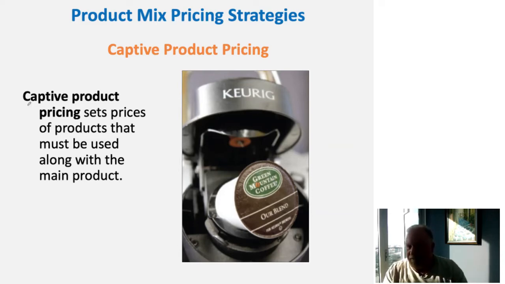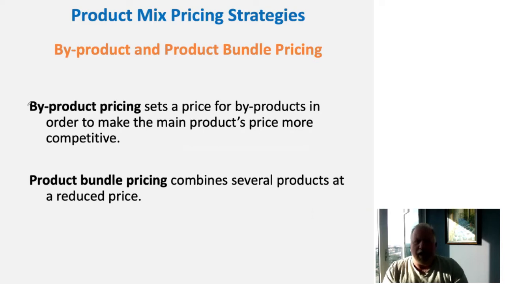So you're captive to that razor or whatever you have, that Keurig machine, and you can only buy products that fit with that Keurig or fit with that razor, okay? Another type of pricing is what we call byproduct pricing. So this sets the price for byproducts in order to make the main product price more competitive.